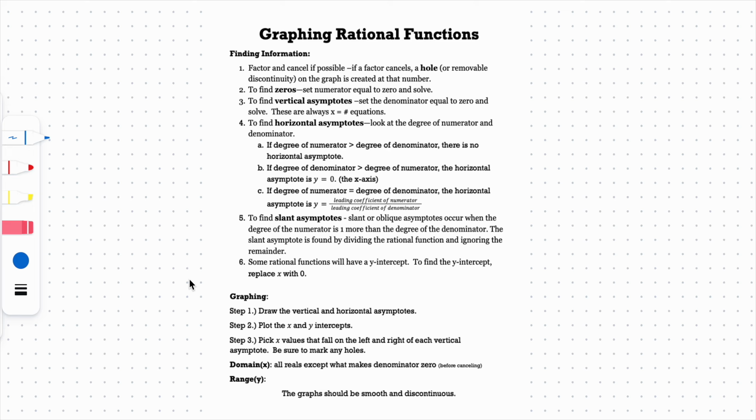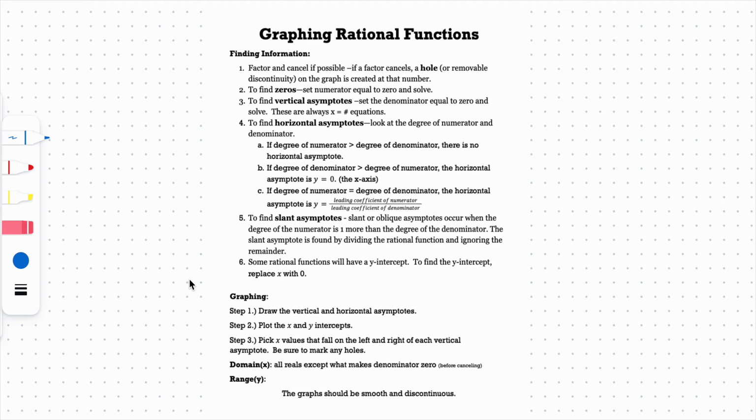The second thing we want to do is find the zeros. Essentially, the zeros are our x-intercepts, so when y equals 0, and y equals 0 when our numerator equals 0. So we want to set our numerator equal to 0 and solve for the values of x that give us that y value of 0 and graph those.